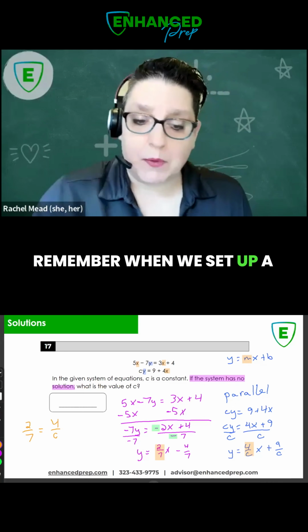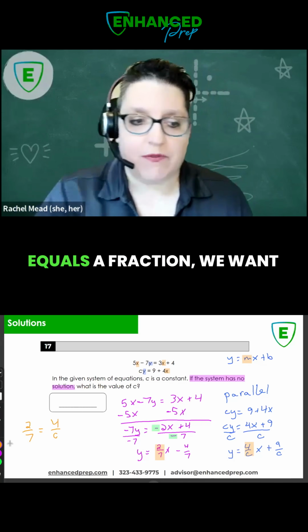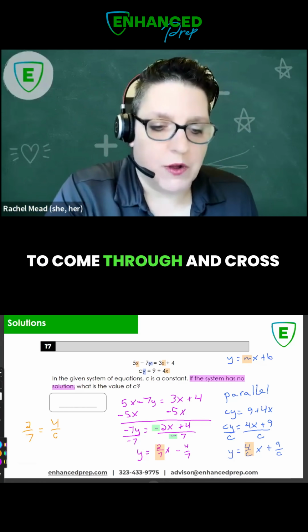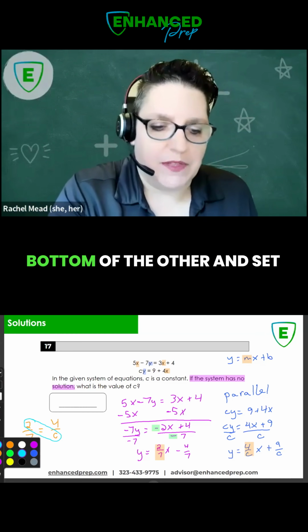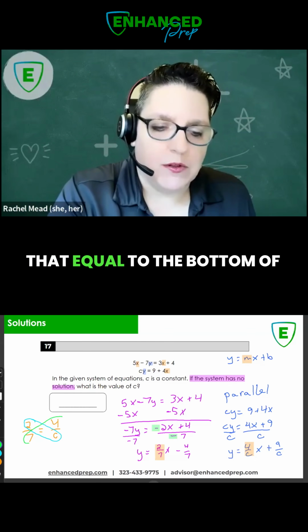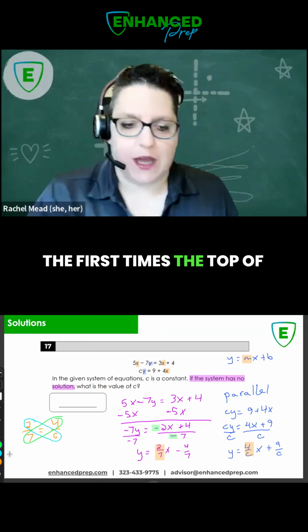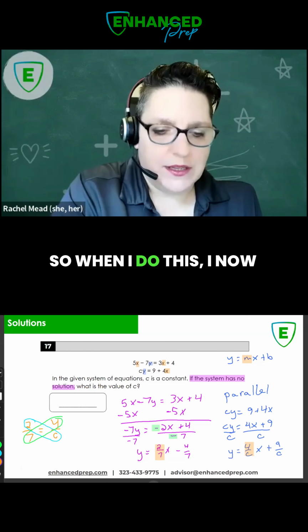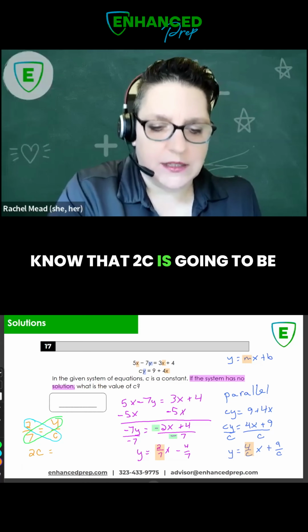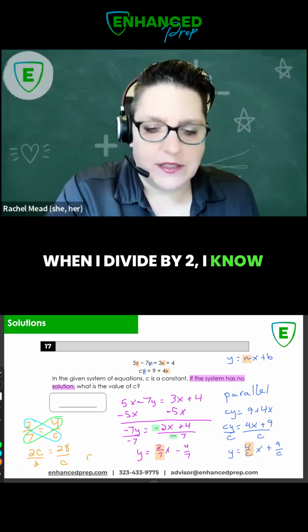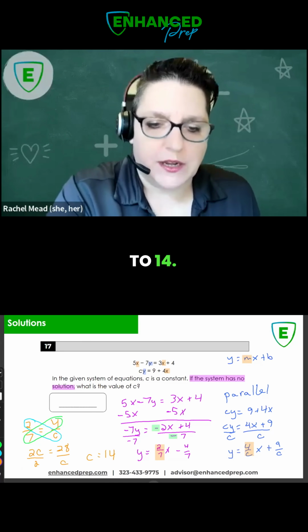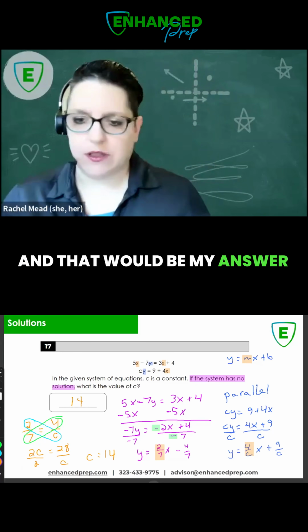Remember, when we set up a proportion where a fraction equals a fraction, we want to cross multiply. So I'm going to multiply the top of one by the bottom of the other and set that equal to the bottom of the first times the top of the second. So when I do this, I now know that 2c is going to be equal to 28. When I divide by 2, I know that c is going to be equal to 14. And that would be my answer to this question.